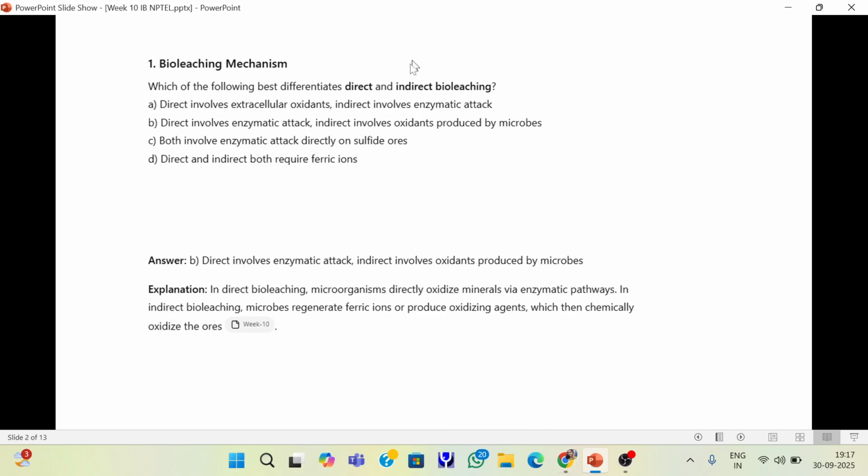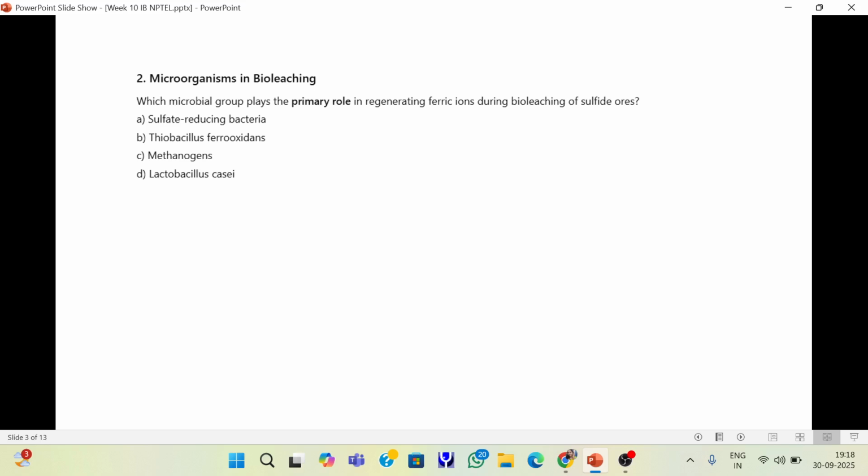So, what happens in direct bioleaching? Microorganisms directly oxidize the minerals via enzymatic pathways, whereas in indirect bioleaching, microbes regenerate the ferric ions or produce an oxidizing agent, which then chemically oxidizes the ores. That's why indirect involves oxidants produced by the microbes. These microbes regenerate the ferric ions and produce the oxidizing agents, whereas in direct bioleaching, the microorganisms directly oxidize the minerals. Okay, I hope this is clear. Moving on to the next question.